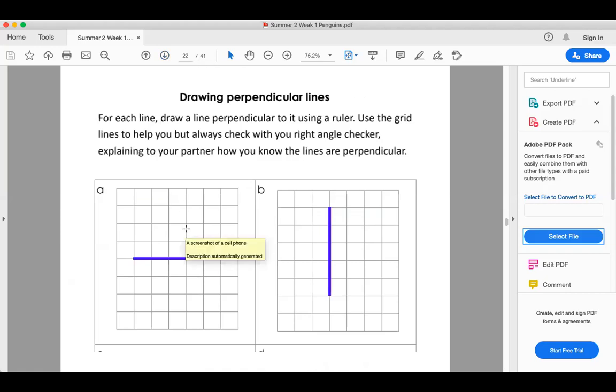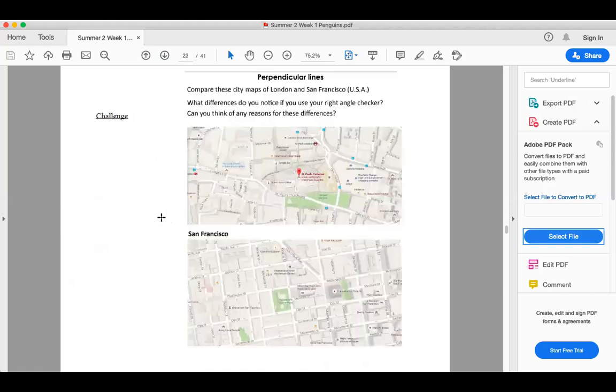Here, what I want you to do is draw another line against this line to make a perpendicular one. So you can use a ruler. If you don't have a ruler, you can use these grids to help you. So remember, you want it at a right angle. So if you drew it down like this, that would not be correct because it's not making a right angle.